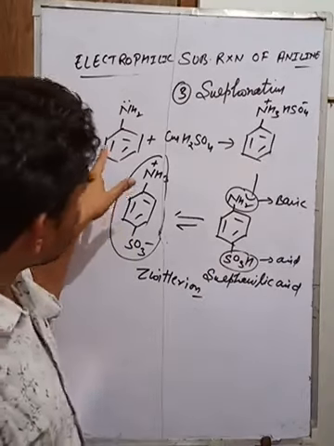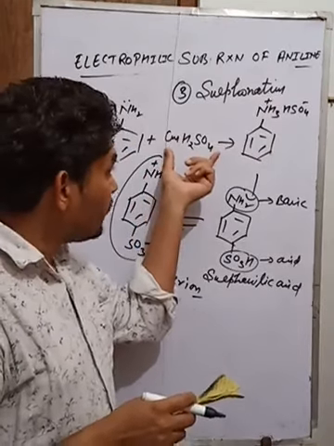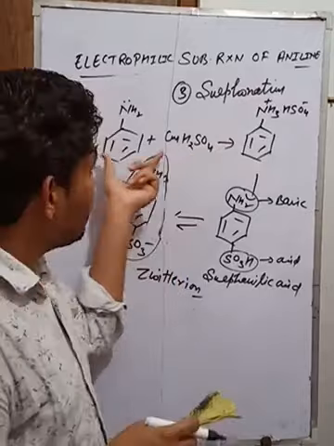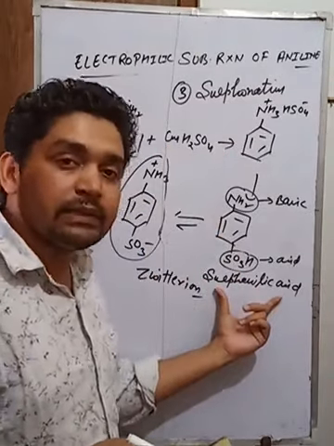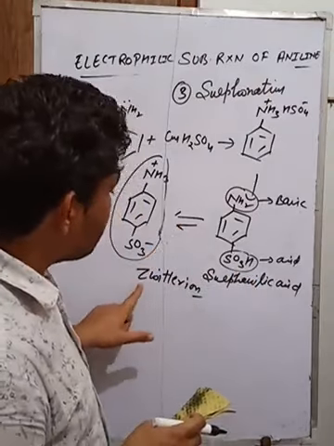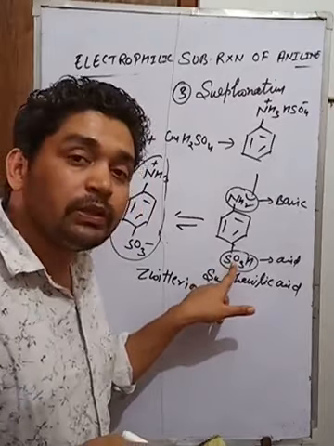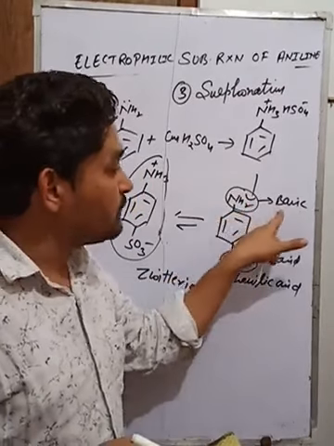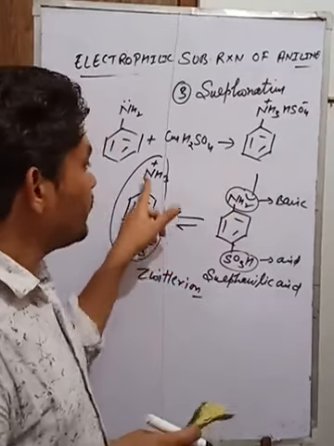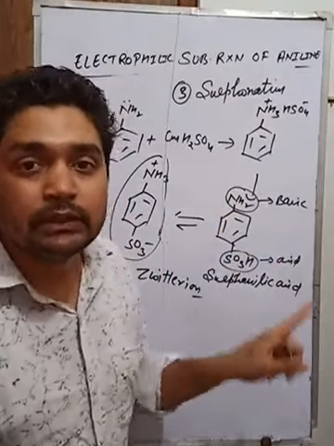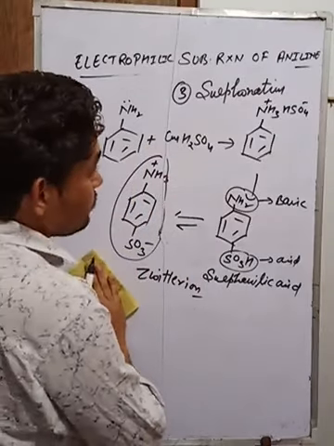So when aniline undergoes sulfonation with concentrated sulfuric acid, it forms sulfonic acid, which further gives a zwitterion. Why? The sulfonic group is an acidic group and the NH2 group is a basic group. One releases a proton, the other accepts a proton to form a dipolar ion, known as a zwitterion. This is the sulfonation of aniline.